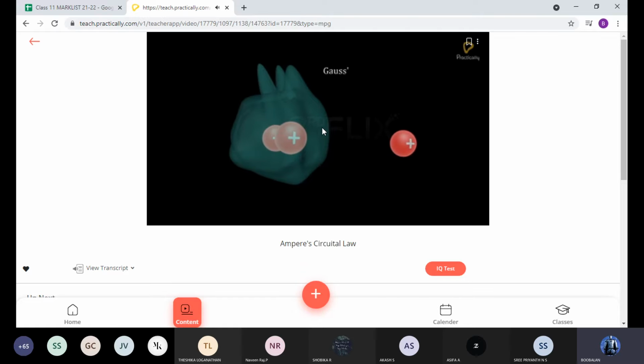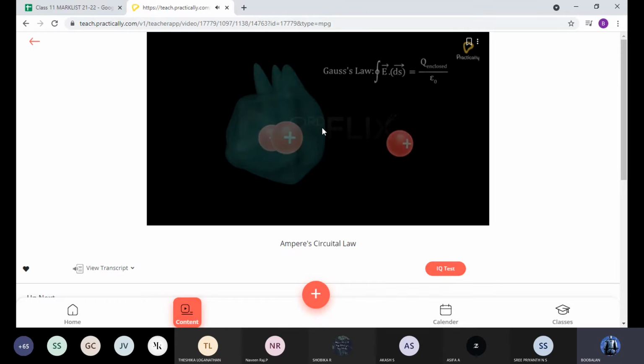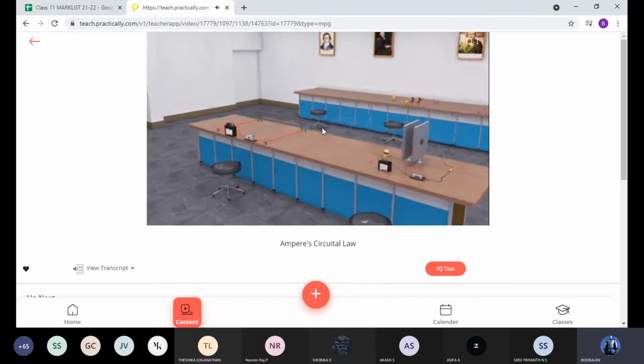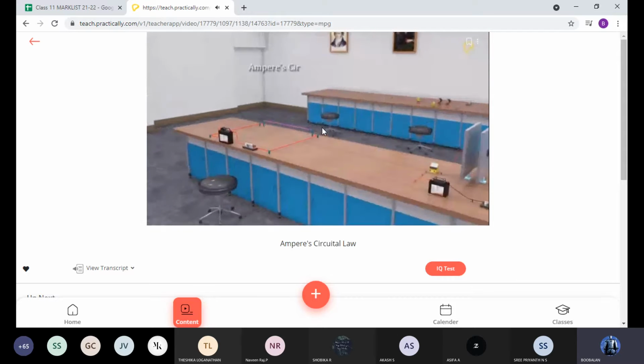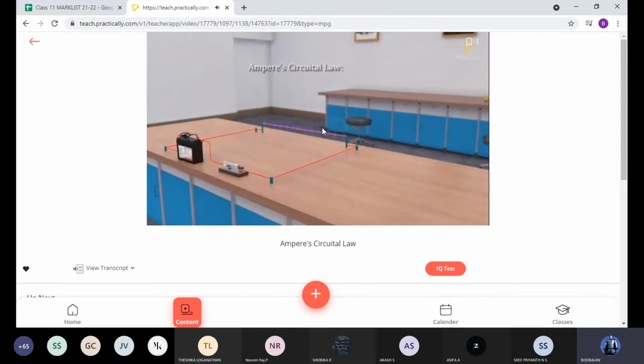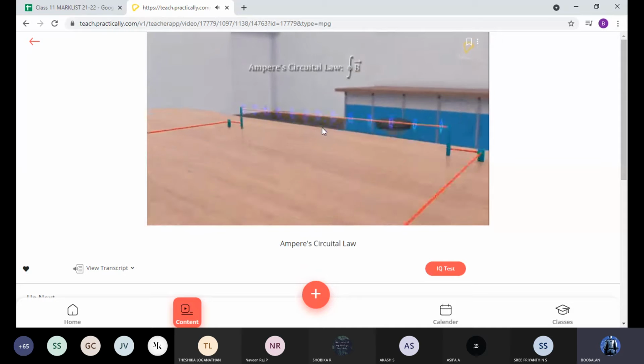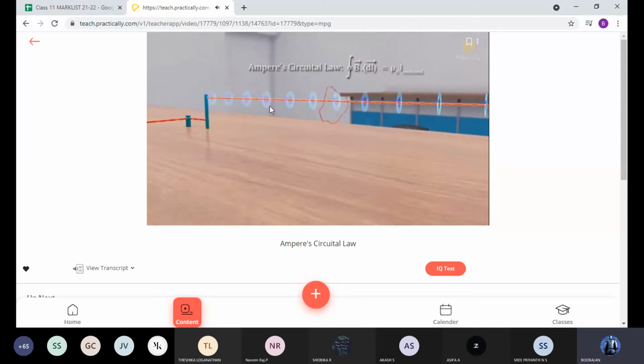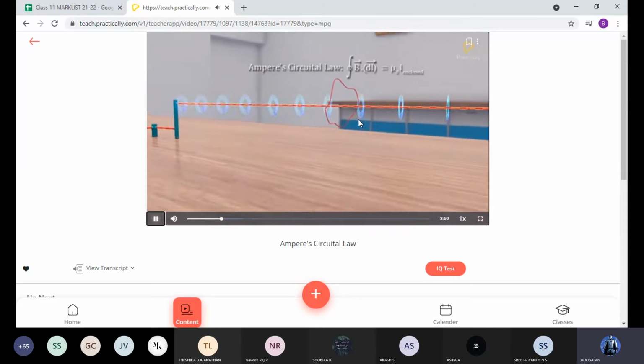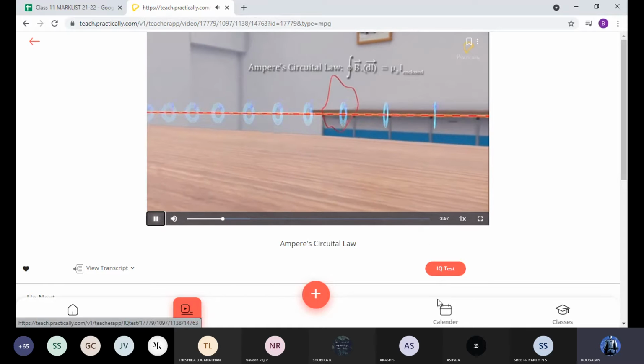Gauss's law links the surface integral of electric field, that is, the integral of E bar dot dS bar for a closed surface, to the charge contained by the closed surface. Similarly, Ampere's law links the line integral of magnetic field, that is, B bar dot dl for a closed loop, to the currents passing through the surface bounded by the closed loop.